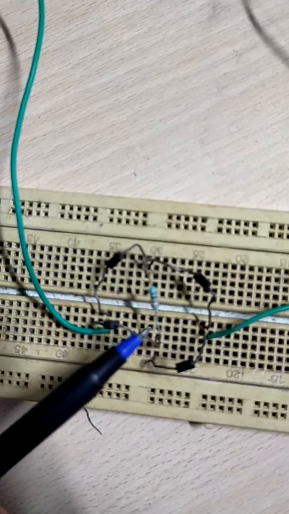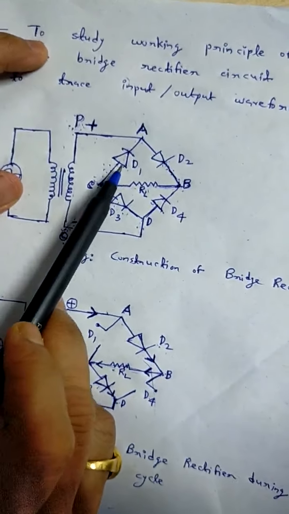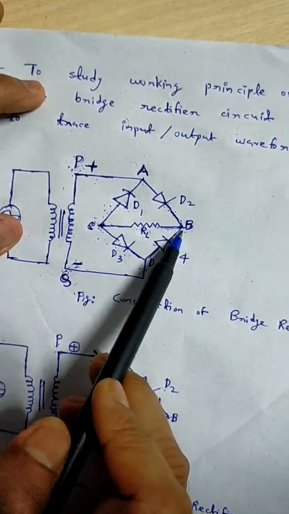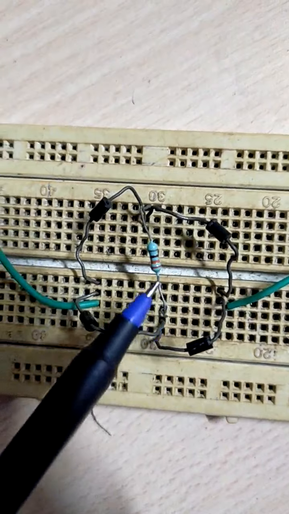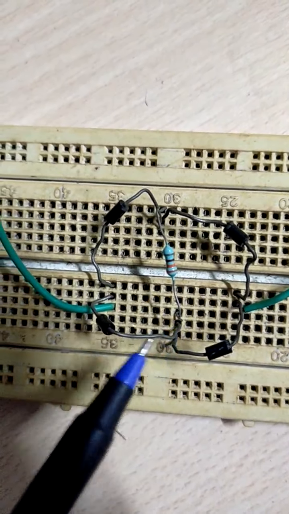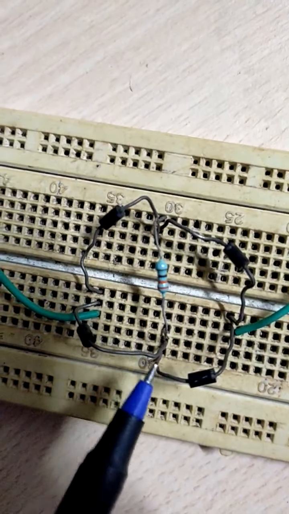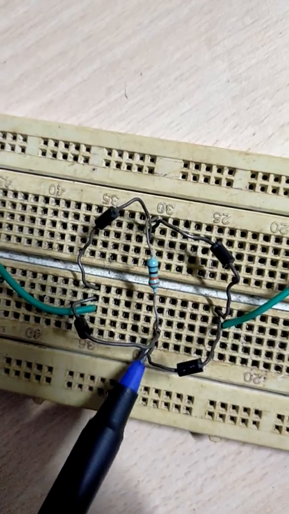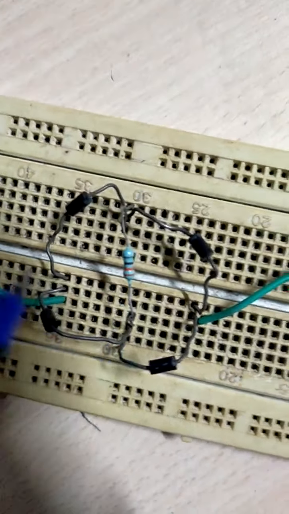Now obviously you have seen that one terminal of the resistor is connected at the common anode point of two diodes, and another terminal of the resistor should be connected at the common cathode point of two diodes. So here, this terminal of the resistor is connected here. This is the anode of this diode and this is the anode of this diode. So this is the common anode point of these two diodes where one terminal of the resistor is connected.